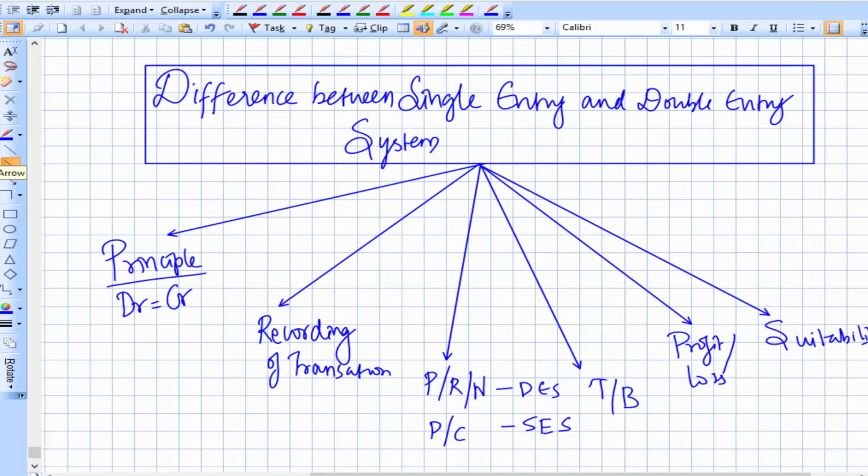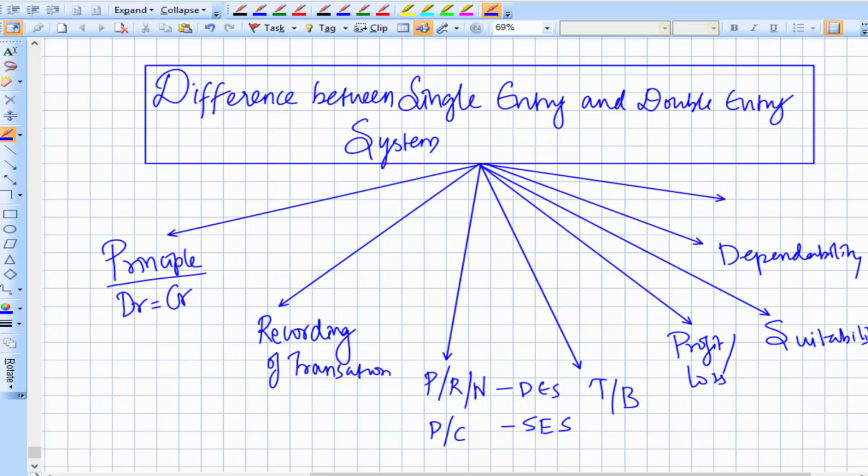Then comes the difference with regard to dependability. If you take a double entry system, this is the scientific system of bookkeeping, whereas a single entry system is not a scientific system. First of all, it is not a system at all. It is incomplete and unscientific in nature.